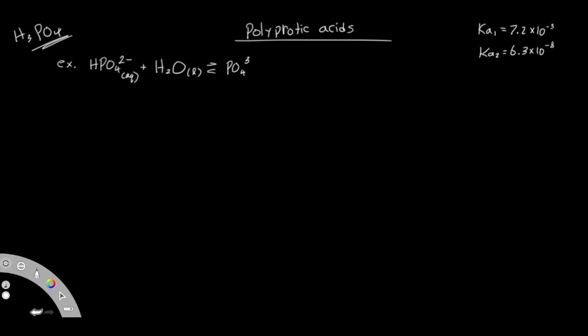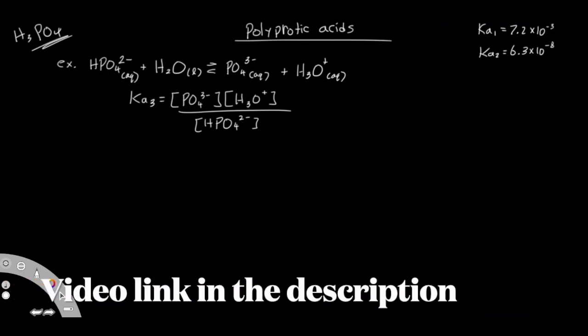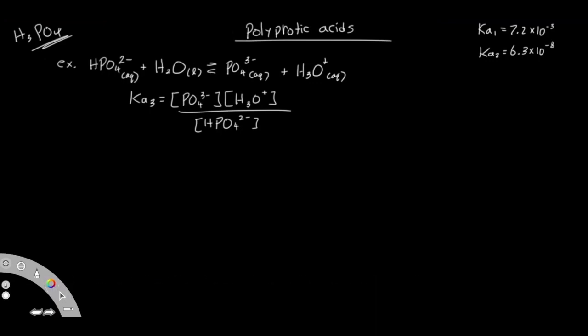PO4 3 minus, of course, is the phosphate polyatomic ion that you've learned in previous grades. And then this proton gets donated here and becomes another hydronium ion. There we have it. So we're going to put our Ka3 with our products over here, our H3O plus, and of course our reactant HPO4 2 minus. Again, you should know why this H2O is not included in the Ka. See the link in the description if you have no idea about where this went. We did go over this many times throughout the series, so have a look at that video in the description if you need more help.